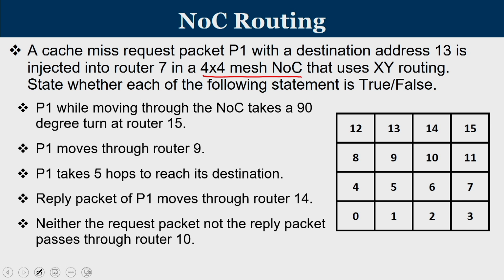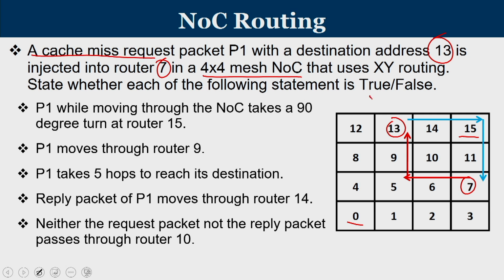Let us say this is the 16 core processor that they are talking about, in which the routers are organized in a 4x4 mesh fashion, and the numbering is always from bottom left all the way to the top right. Now, here we have a packet whose destination is 13, injected into router 7. So, from router 7 the packet moves to 13, and when you apply XY routing, this is the way in which the packet goes from 7 to 13. It is a cache miss packet.